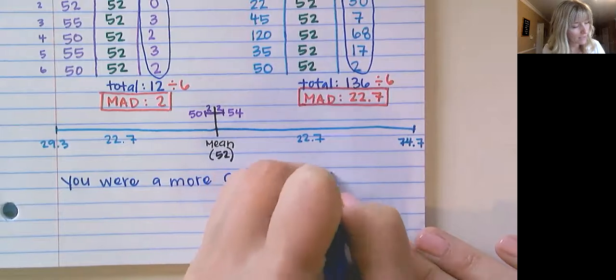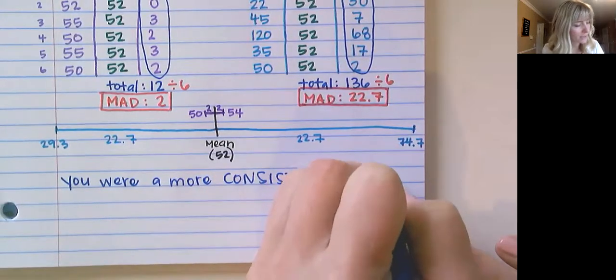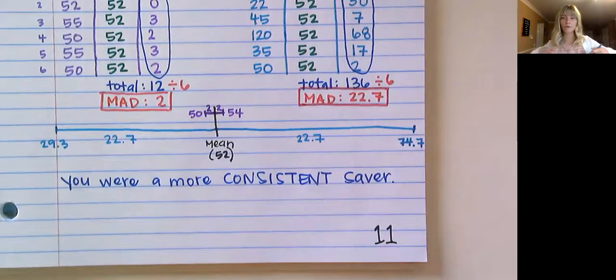And maybe I consider that better because maybe you planned a little better. Maybe you had a plan. It seemed like you said, I'm going to save about 50 bucks a month, and then you stuck to that plan, where your cousin was a lot more all over the place.